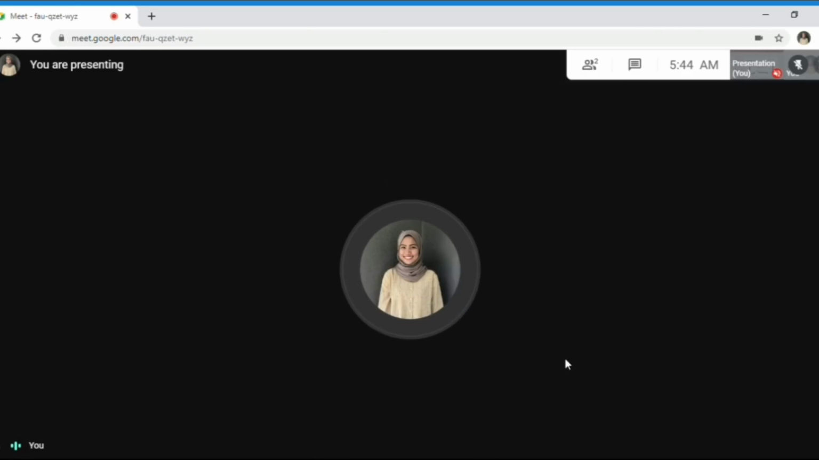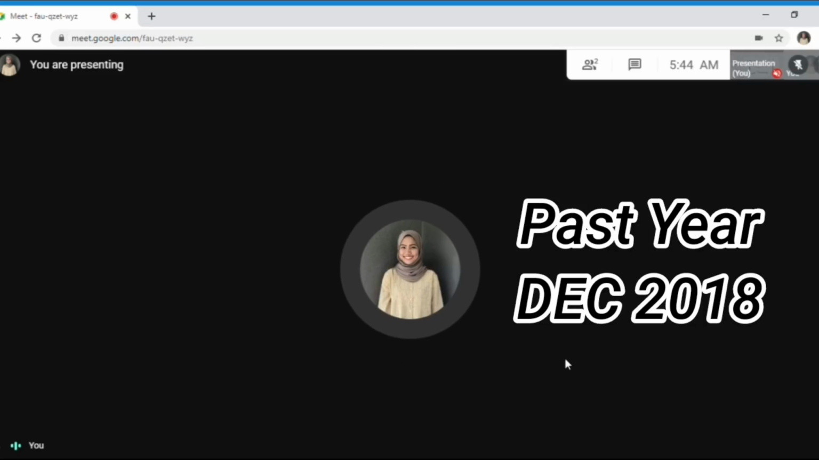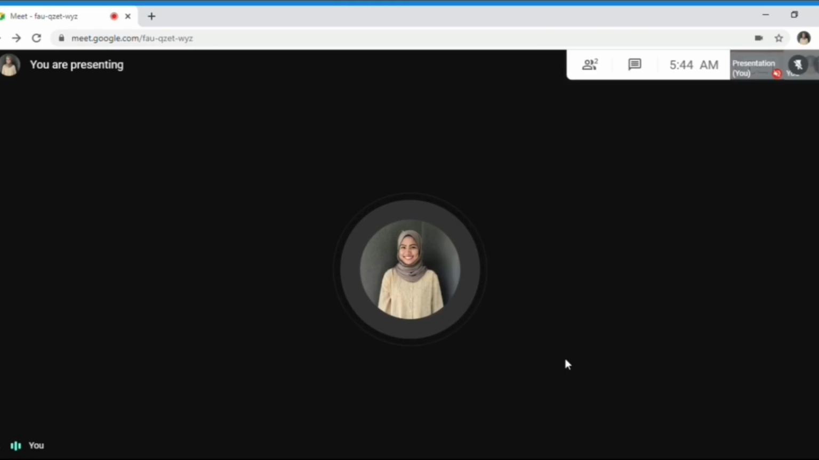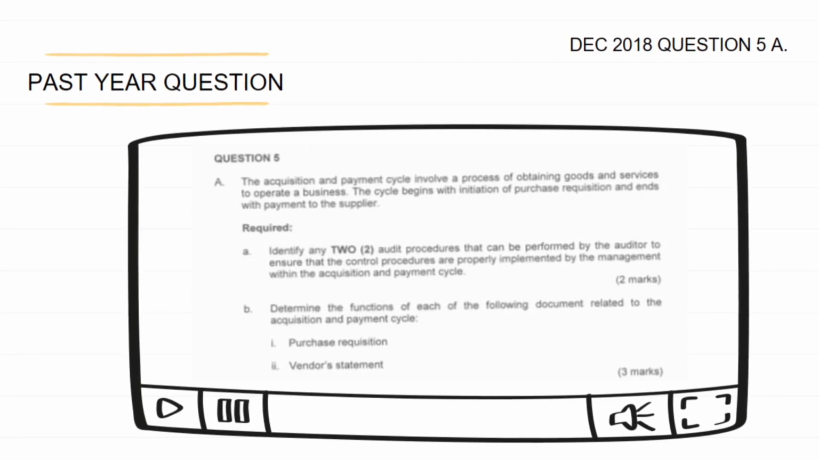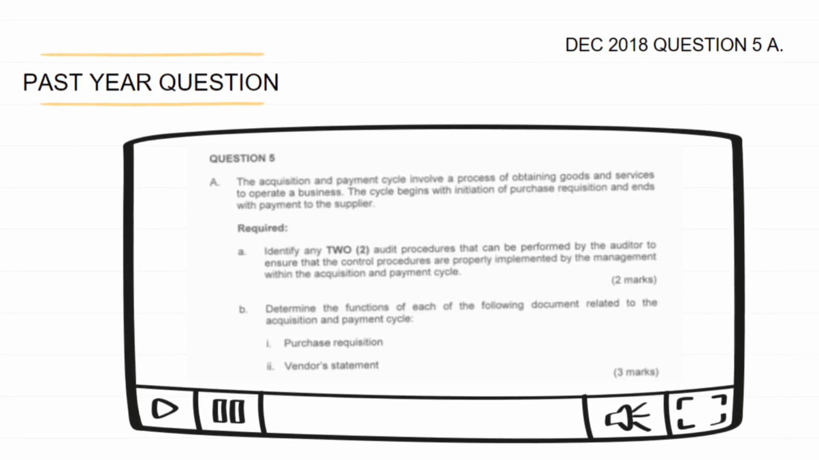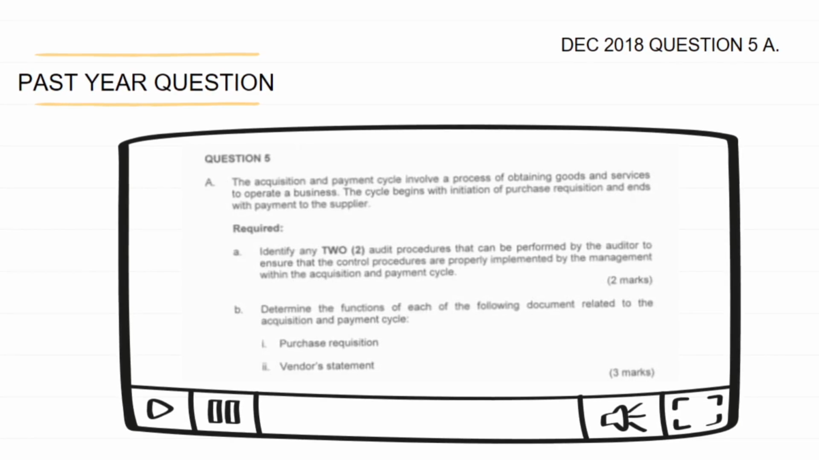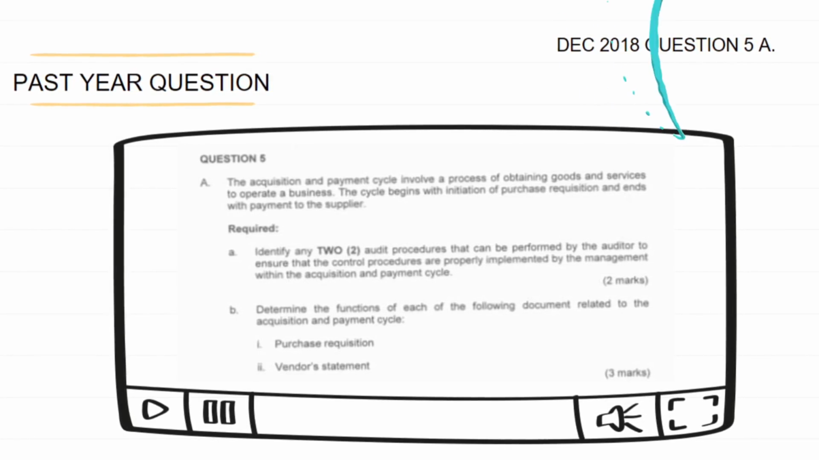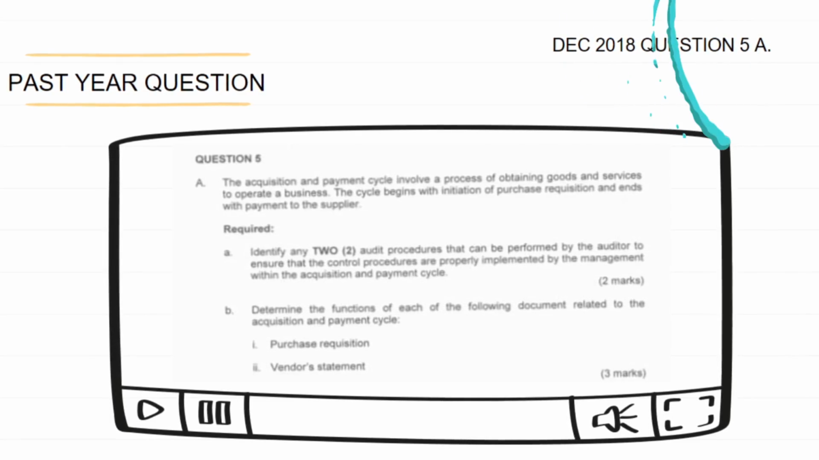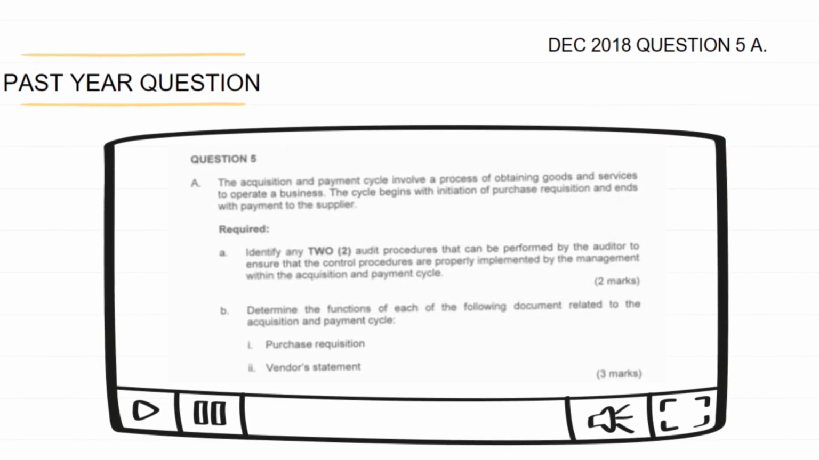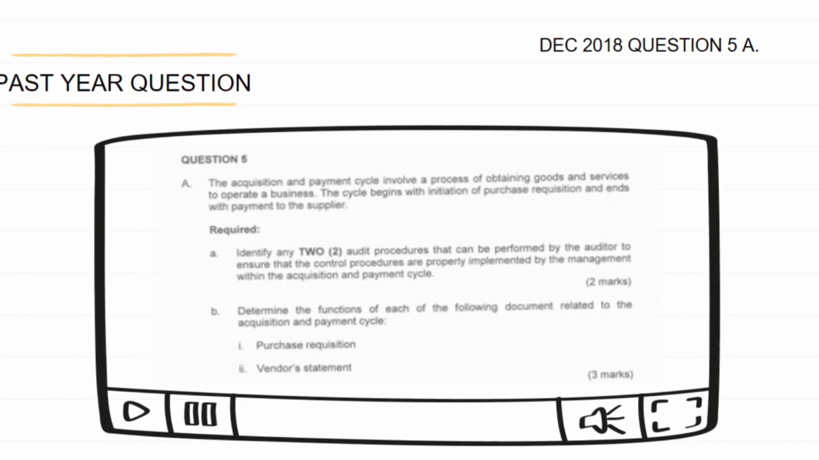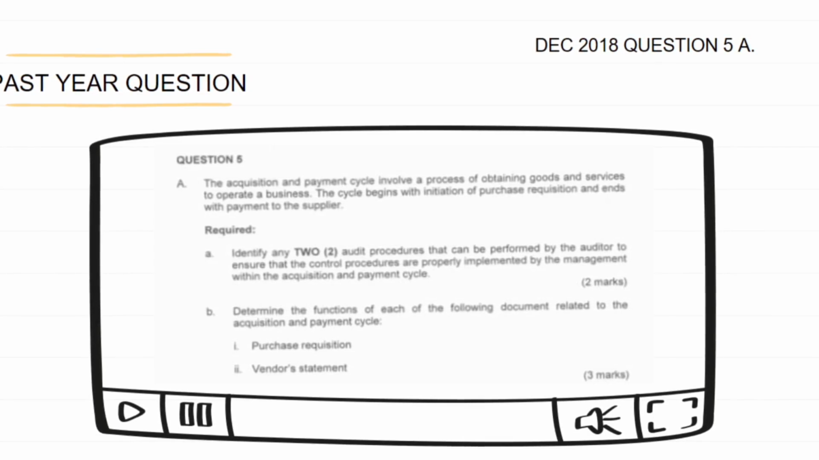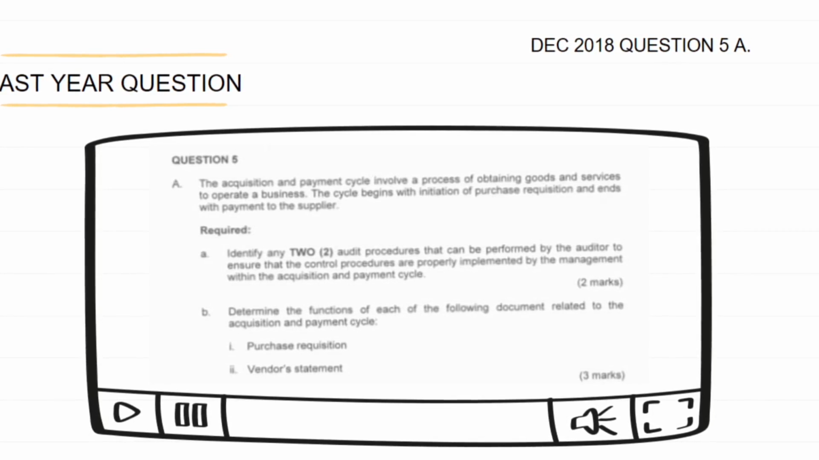Today I'm going to present on how to answer past year questions based on the purchase and payment cycle. So today I'm going to show you how to answer the December 2018 question. The first question is question 5A. The acquisition and payment cycle involves a process of obtaining goods and services to operate a business. The cycle begins with initiation of purchase requisition and ends with payment to the supplier.